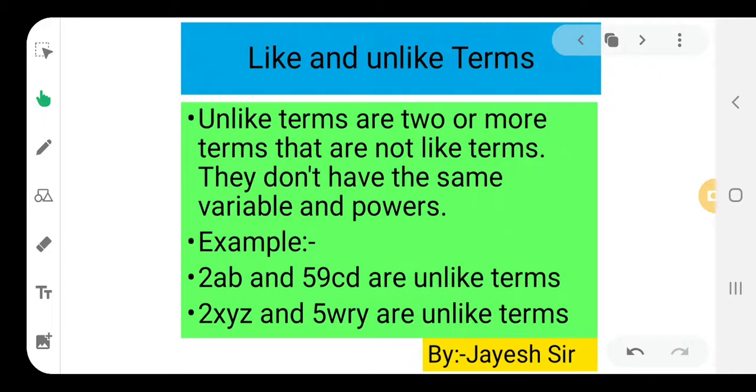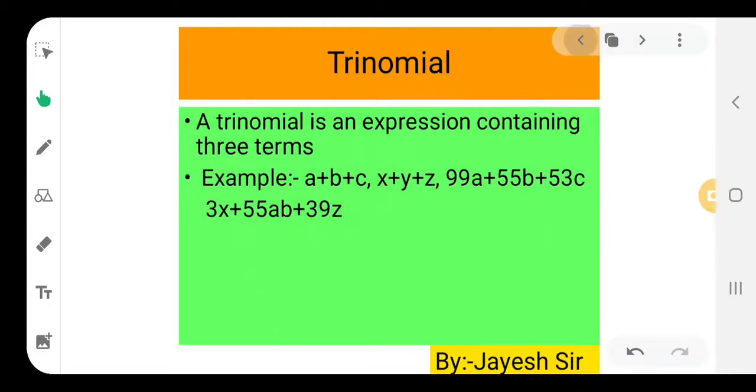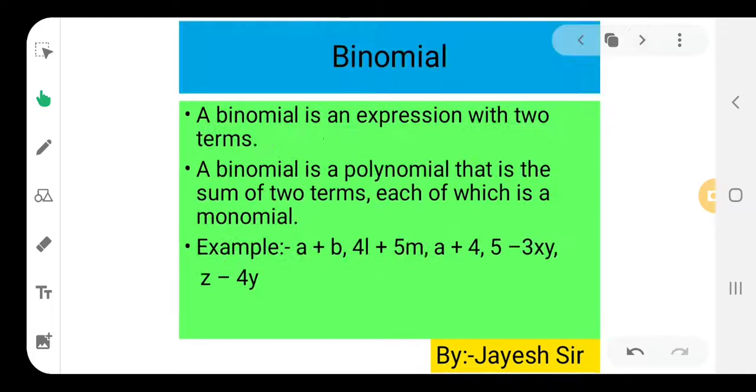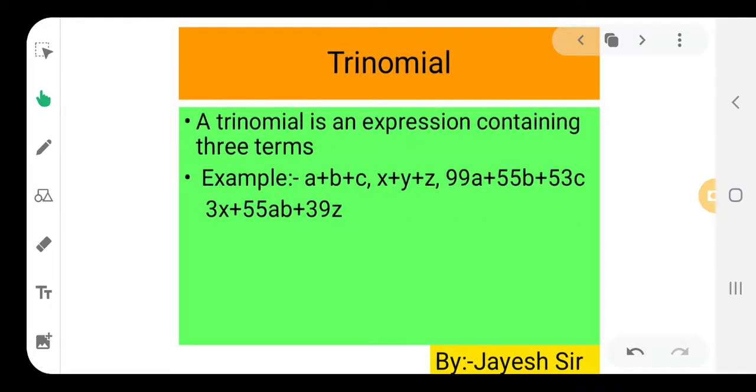Let us have a quick recall of what we have learned. A monomial is either a variable or a constant. A binomial is the sum of two monomials, or in other words, two terms and one sign. A trinomial is three monomials added together, or simply three terms separated by two signs.